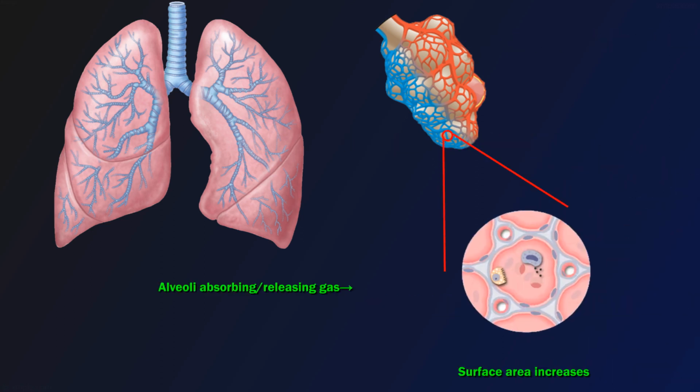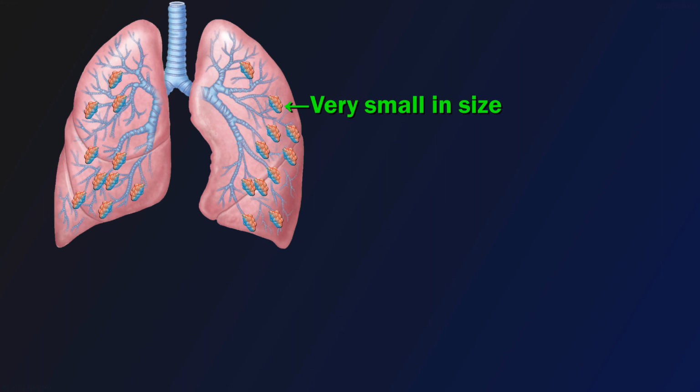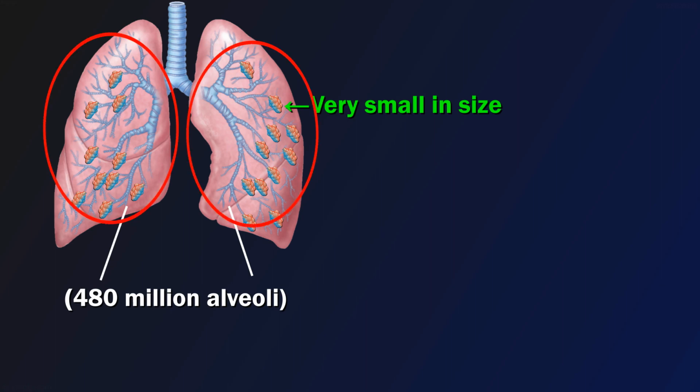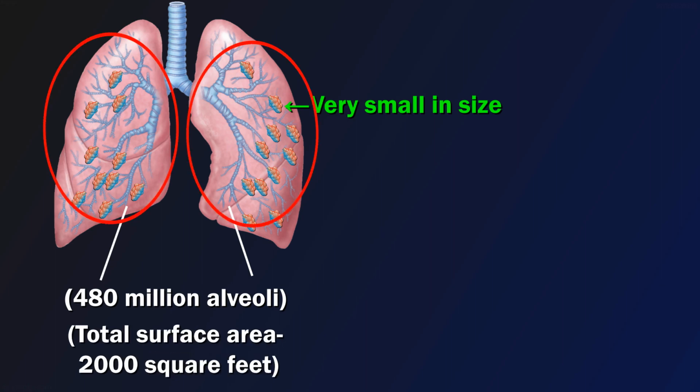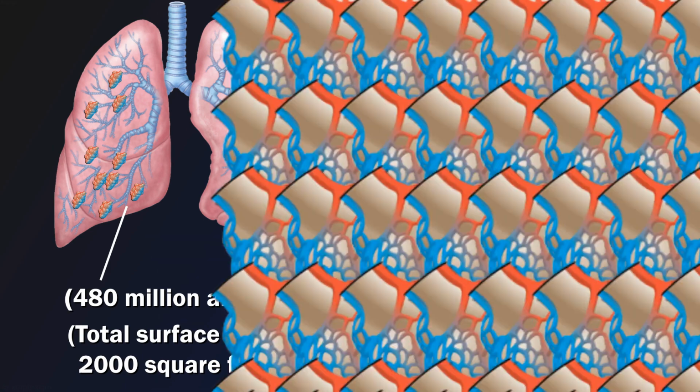The primary purpose of bronchioles and alveoli is to increase the surface area so that the maximum amount of air can be exchanged. Though an individual alveolus is very small in size, they are found in very large numbers. There are around 480 million alveoli situated in the two lungs, and the total surface area of these alveoli is around 2000 square feet. In other words, it would take the alveoli from 30 pairs of lungs to cover a football field.